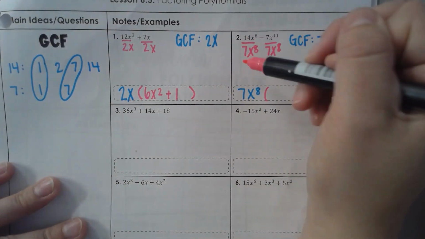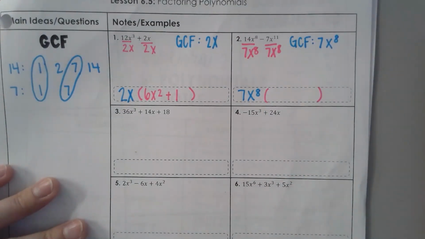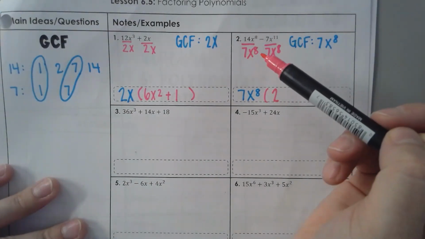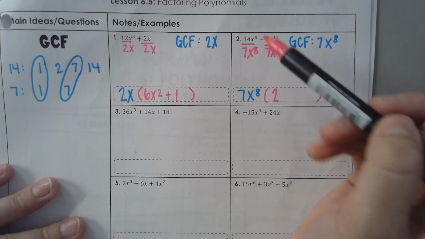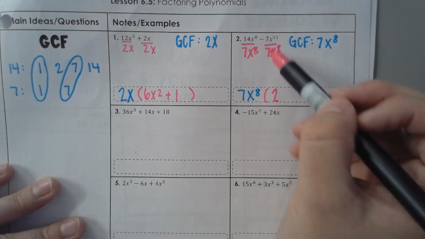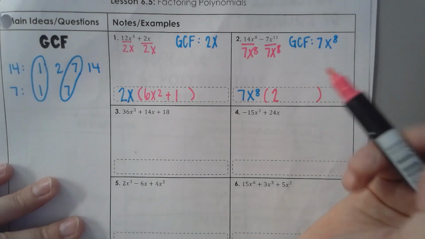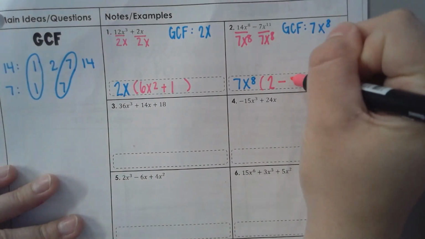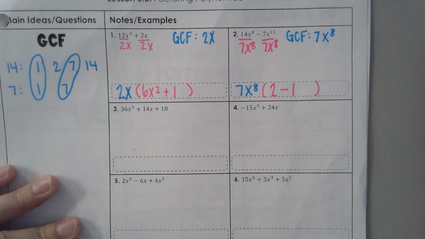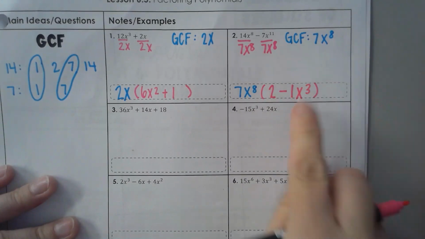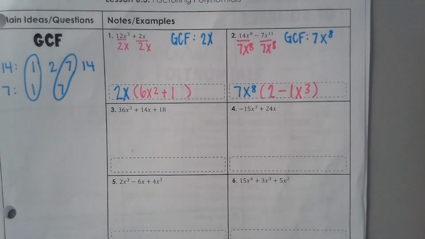What's 14 divided by 7? 2. And then what about x's? They all cancel, so there's none left. Okay. What's negative 7 divided by 7? I have a negative 1. And then how many x's? 3. Yep, x to the third. You do not have to put that 1. You can just put minus x to the third.